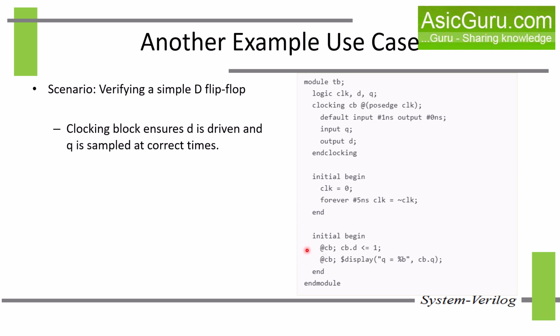Here cb.d equals 1 drives the value onto D using the clocking block. And next we are using the $display statement, so it samples the value of Q, again using the timing of the clocking block. So this use case shows how clocking blocks help in signal driving and sampling operations with respect to the clock, and thus make our testbenches more deterministic, predictable, and more reliable.